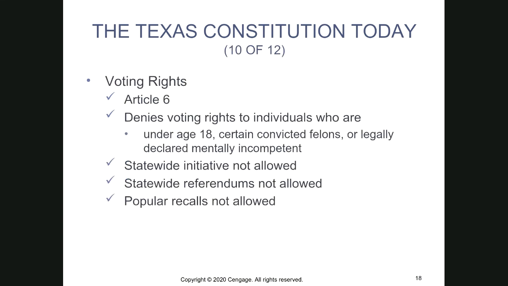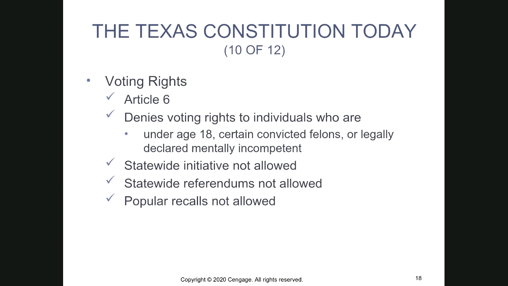Okay, voting rights in Texas. The Texas Constitution in Article 6 specifically provides voting rights, and more specifically goes in and says who is not entitled to vote in Texas. So the first thing that you have to know is that in order to be eligible to vote in the state of Texas, you have to be a citizen of the United States and you have to be a resident of Texas. So we need those two things first. From there, if you have those two things, we assume that you can vote in the state of Texas unless Article 6 specifically denies you that right.